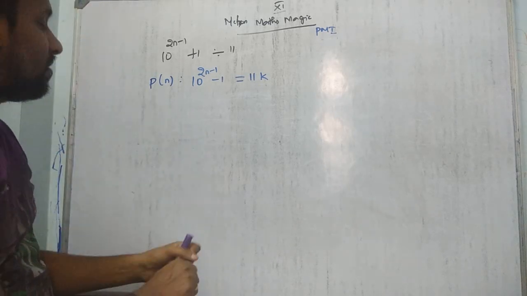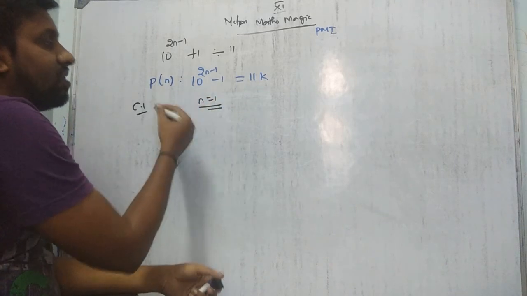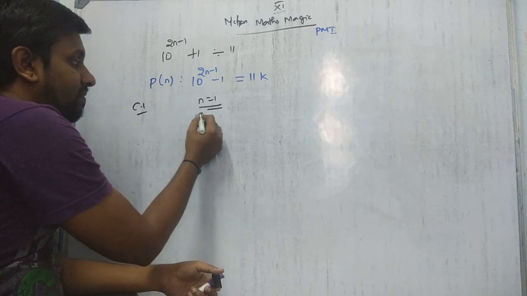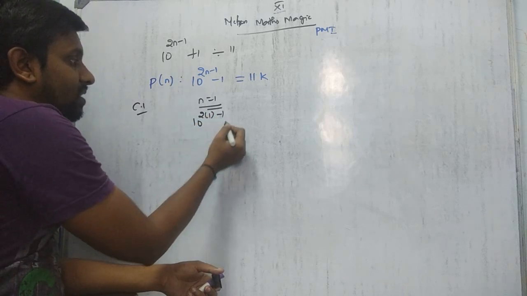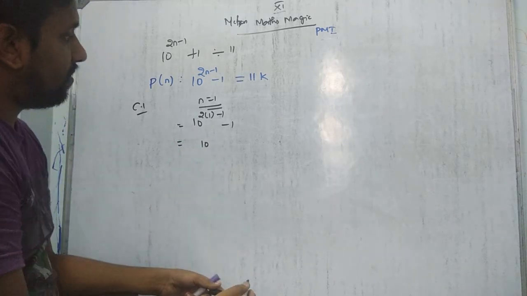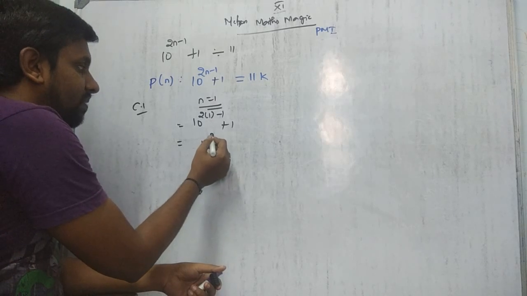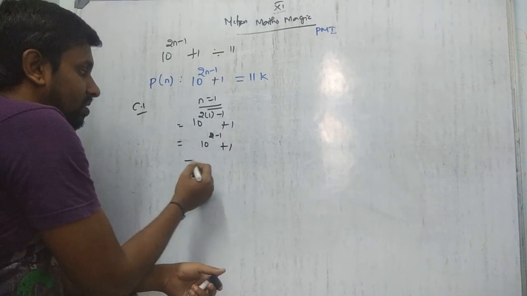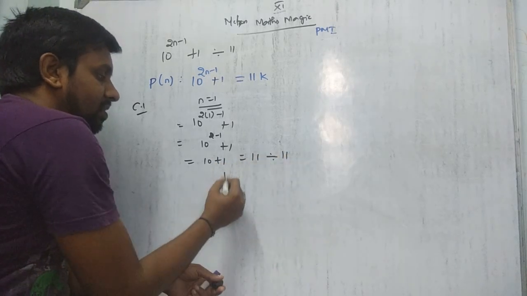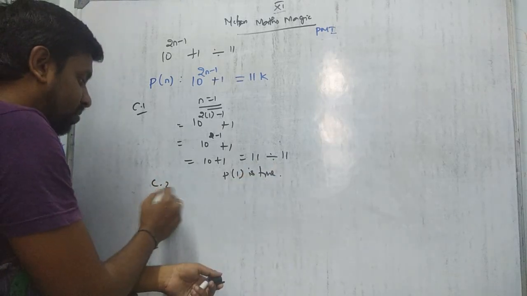Okay வா? So first case number 1. Wherever n comes 1 போடணும். So wherever n comes 1 போட்டா என்ன வரும்? So 10 power 2 into 1 minus 1 plus 1. So 10 power 2 minus 1 plus 1. So I got 10 plus 1, got 11. 11 is divisible by 11, therefore P of 1 is true.